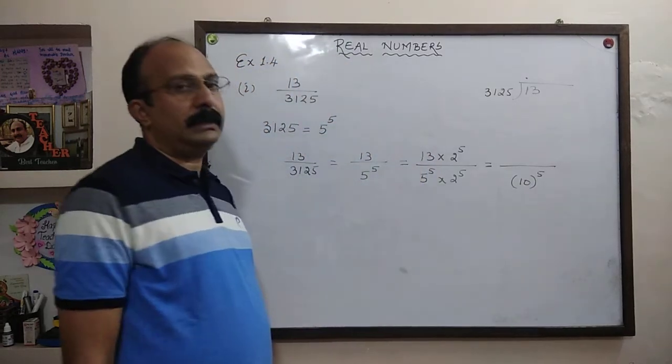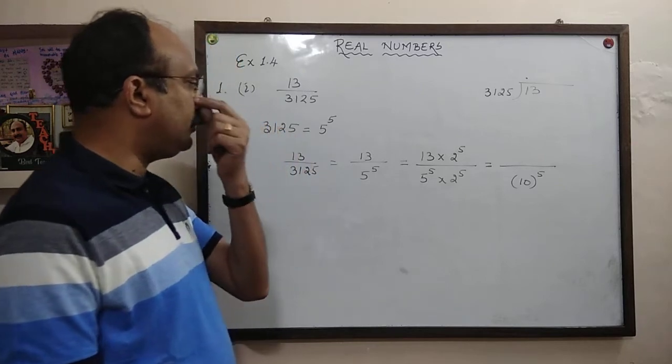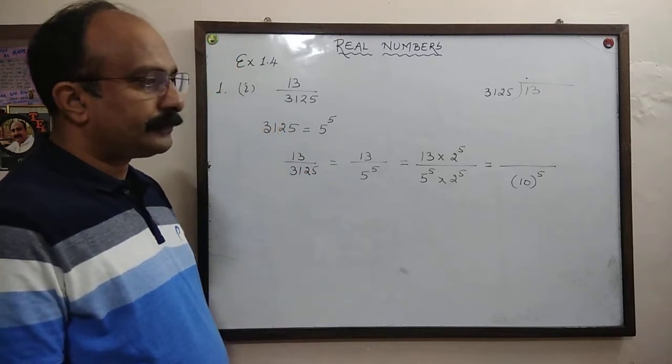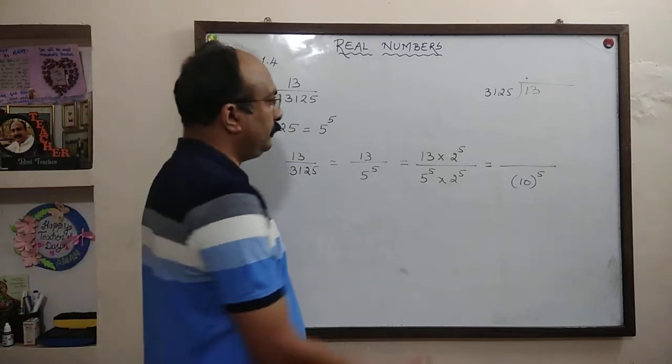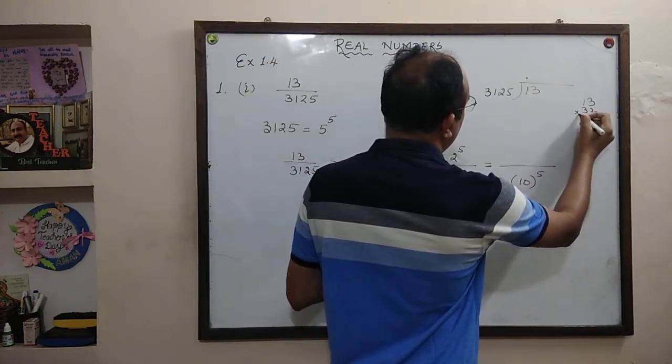Now what is the numerator? 13 into 2 power 5. Multiply 13 into 2 power 5. What is 2 power 5? 32. 2 power 5 is 32. So 13 into 32.